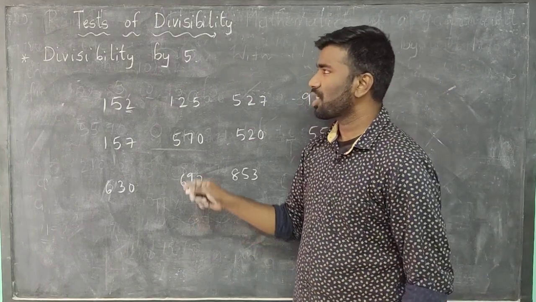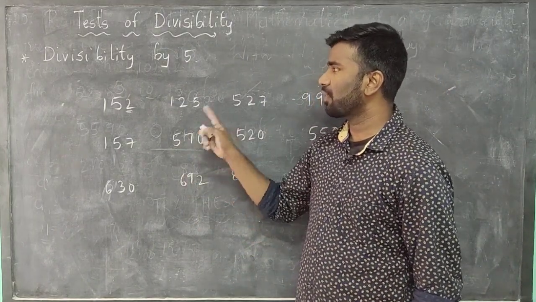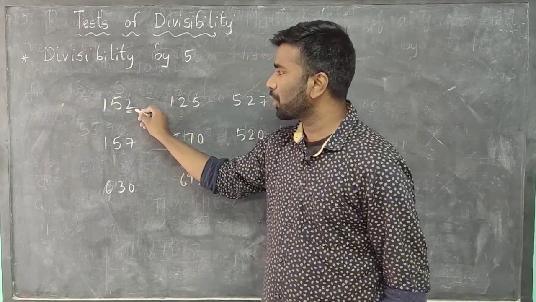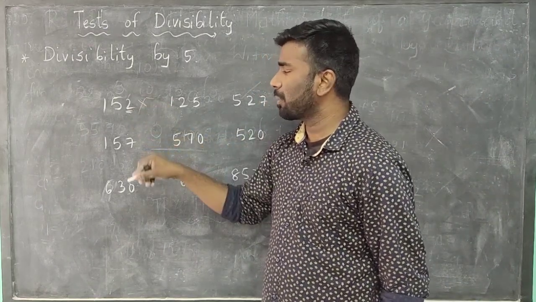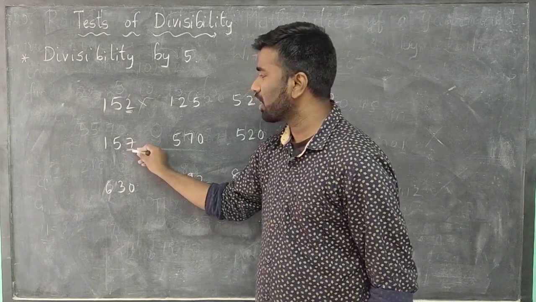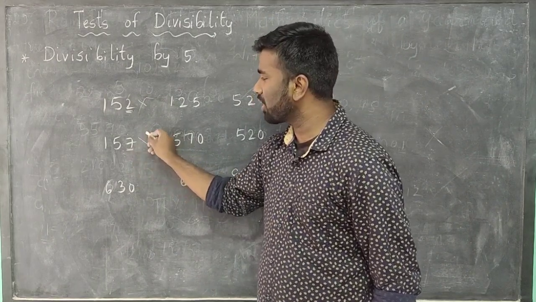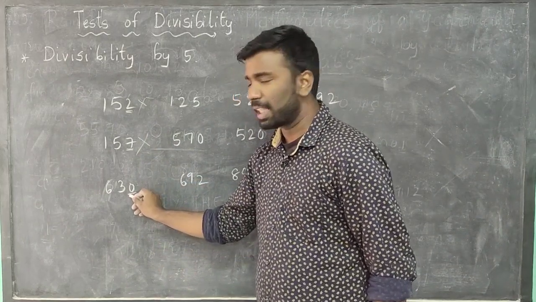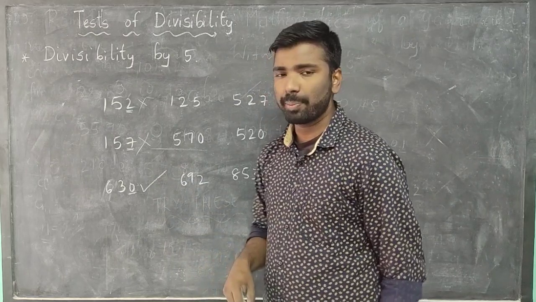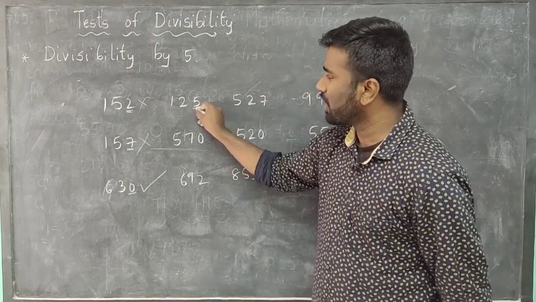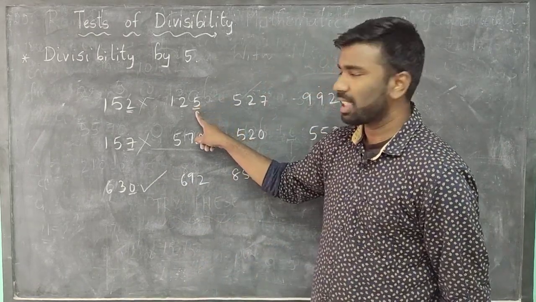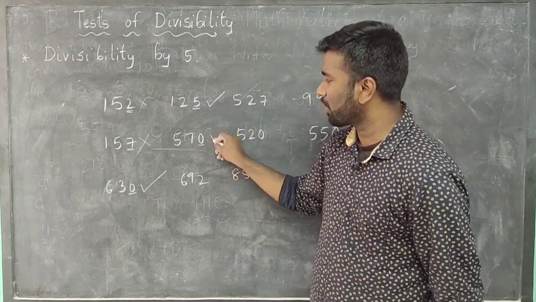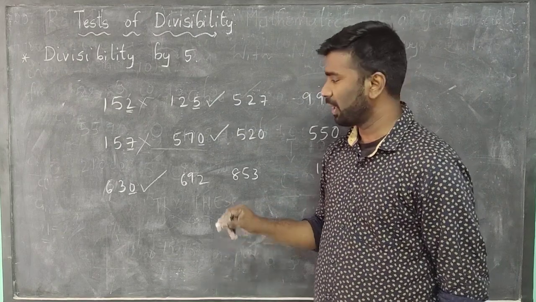Students, now we shall check for the divisibility test by 5 for these numbers. In case of this number, in the unit place we have 2. That means the number is not divisible by 5. In case of this number, the number is ending with 7. Again, this number is not divisible by 5. In case of this number, the number is ending with 0. That means it is divisible by 5. In case of this number, the number is ending with 5. It is divisible by 5. In the unit place we have 0. That means this number is divisible by 5.